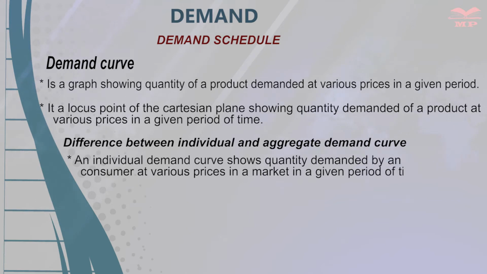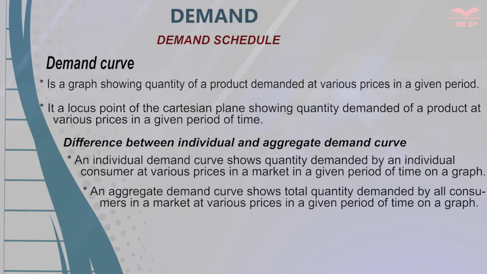An individual demand curve shows the quantity demanded by an individual consumer at various prices in a market in a given period of time, on a graph. And a market or aggregate demand curve shows the total quantity demanded by all consumers in a market at various prices in a given period of time on a graph. So those are the two types of demand curves.